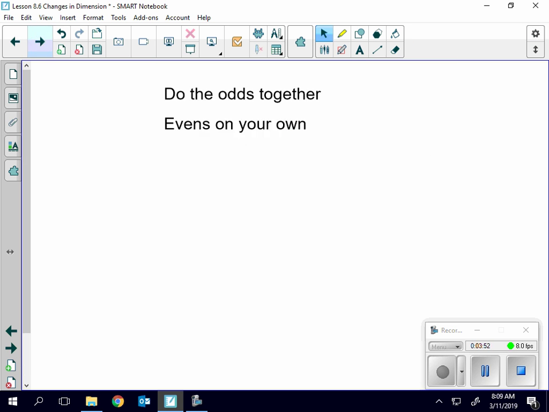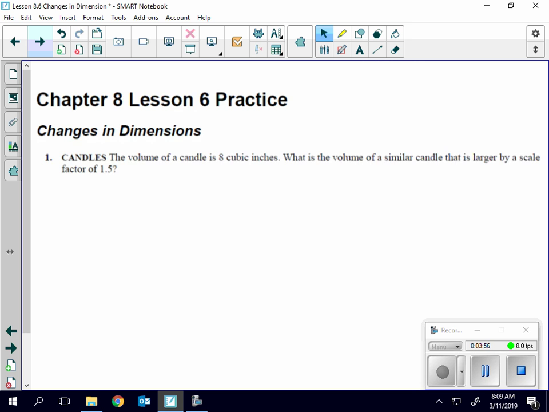All right. We're going to be doing the odds together, and then you're going to do the evens on your own. This is a worksheet. If you don't have it already, you can just copy down the problems. All right, we have number 1. We're changing in dimension. So we have candles. The volume of a candle is 8 cubic inches. What is the volume of a similar candle that is larger by a scale factor of 1.5?